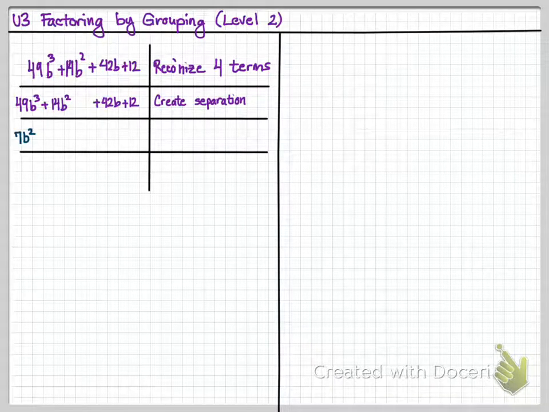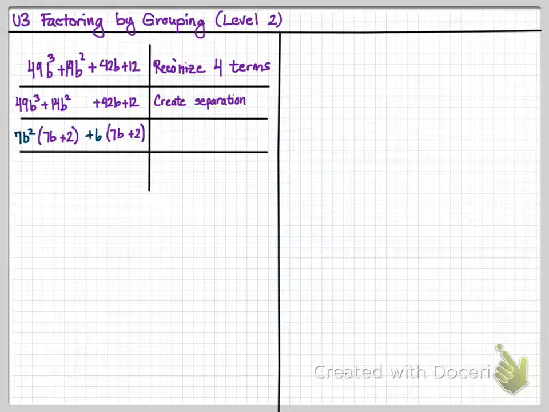And then we take a look at the first set, 49b cubed plus 14b squared. You want to recognize that you can take a 7 and a b squared out of both. So you're left with 7b plus 2 after you factor out 7b squared. Now the right hand side, the 42b plus 12, we should recognize that you can divide out a 6 and no more, just a 6. And after you do that, you get 7b plus 2 as well.